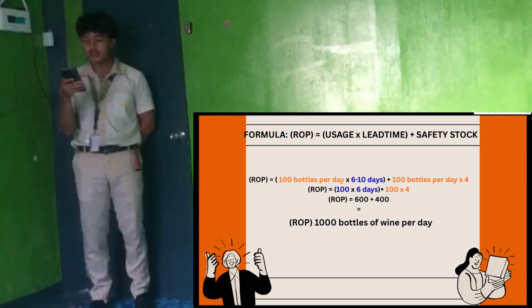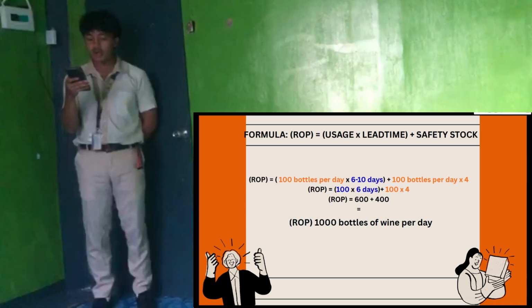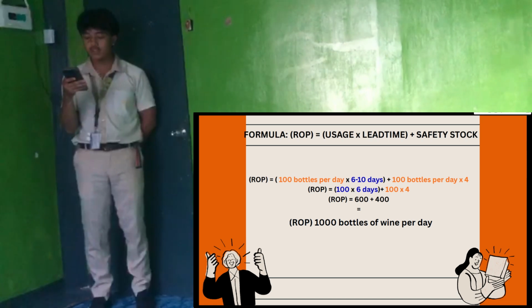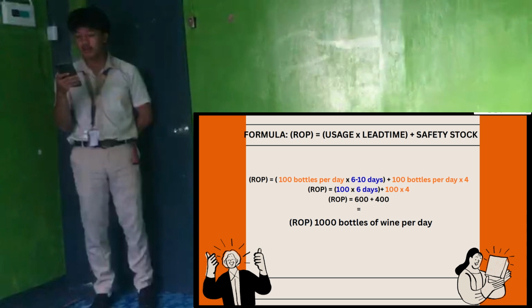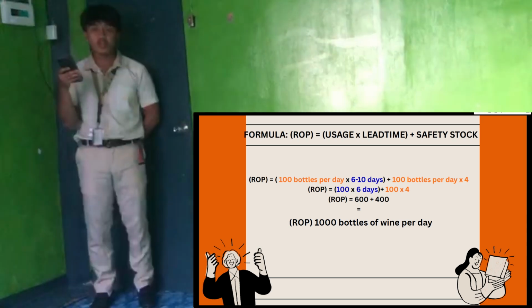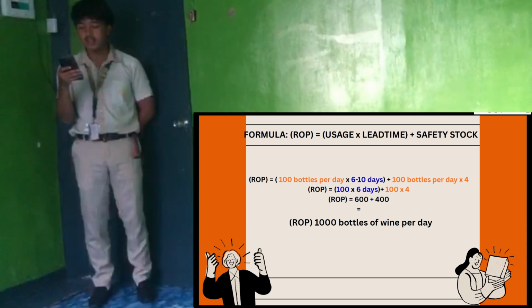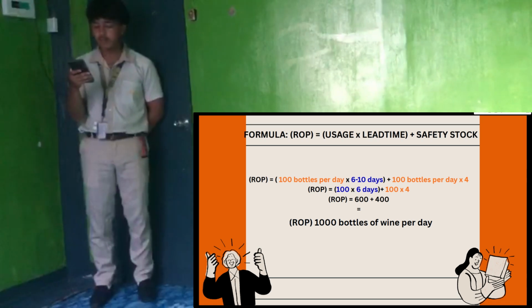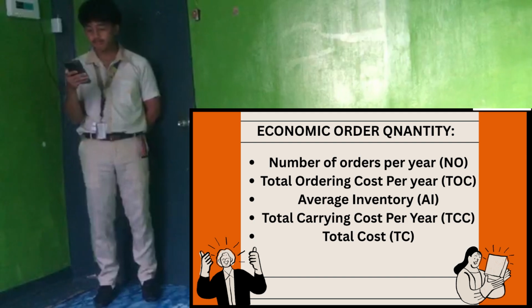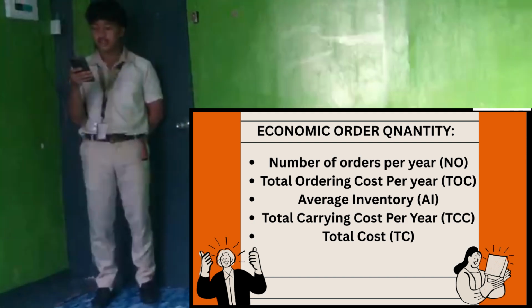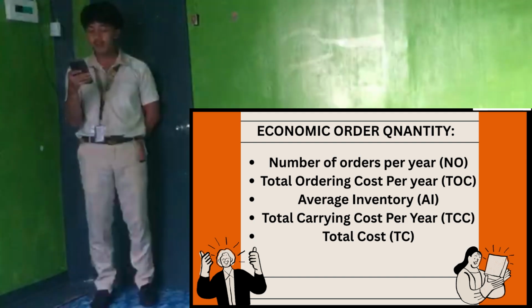ROP equals 100 times 6 days equals 600, plus 100 times 4 equals 1000. So ROP is 1000 bottles of wine. Next, we have the economic order quantity. So here's the economic formula.